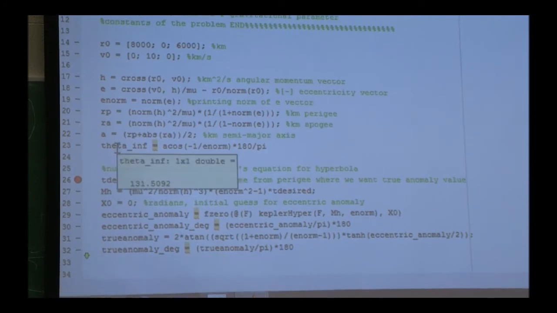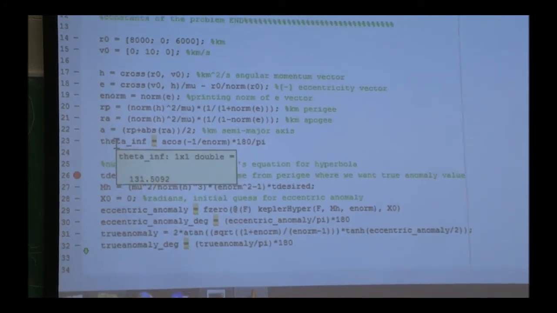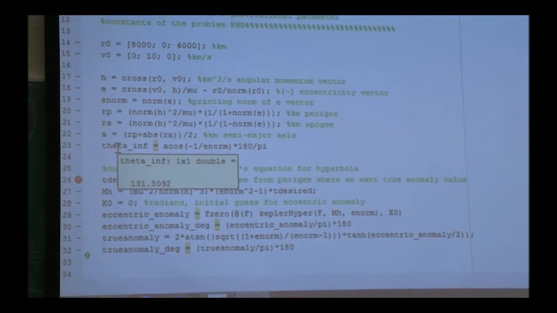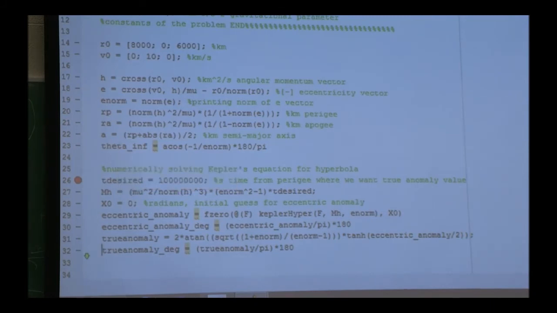So this is the maximum you can get. If you're on a hyperbolic orbit, your theta infinity is given by that expression, and you're not going to pass that, because that's your direction as you go to infinity, as you converge to the asymptote. So it makes sense to me that this is where this is going. If I increase this even more, it will probably get closer.